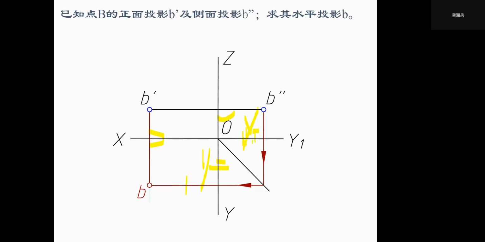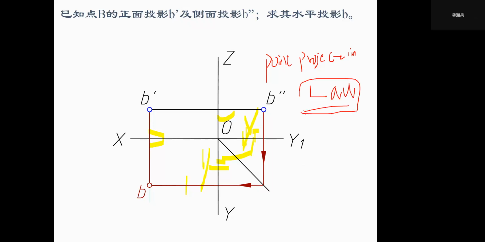Equal to this line, yes, because this is 45. So this is a 45 degree point projection. Remember this one? Projection law. Point projection law. Law means specification, limit, law or rule. Yes, rules. It's point projection rule. Just a law. You're based on this law, based on this rule.